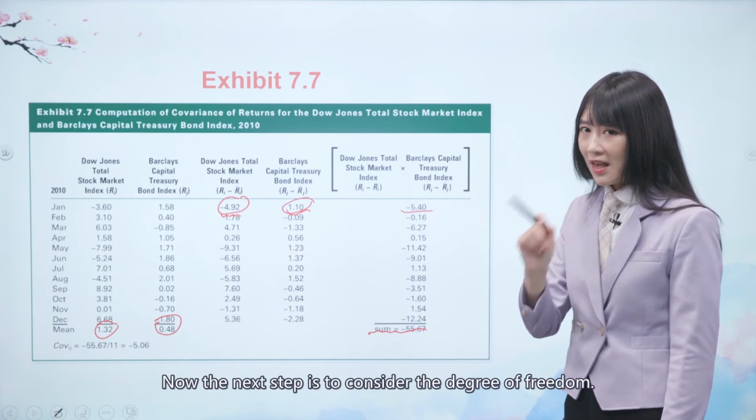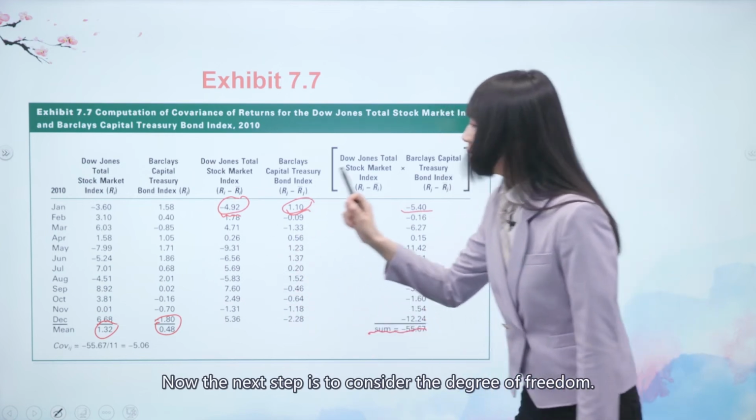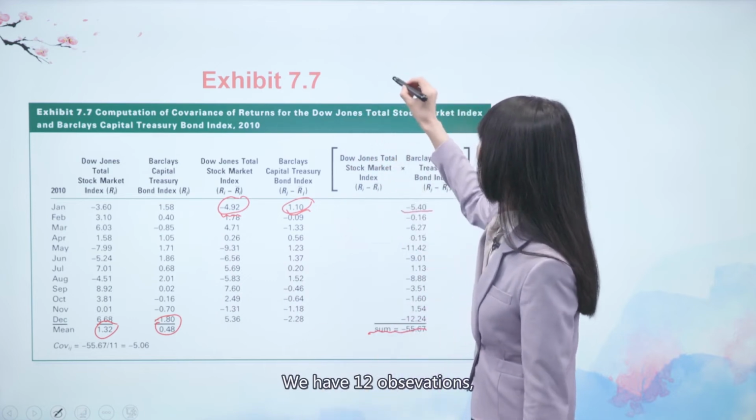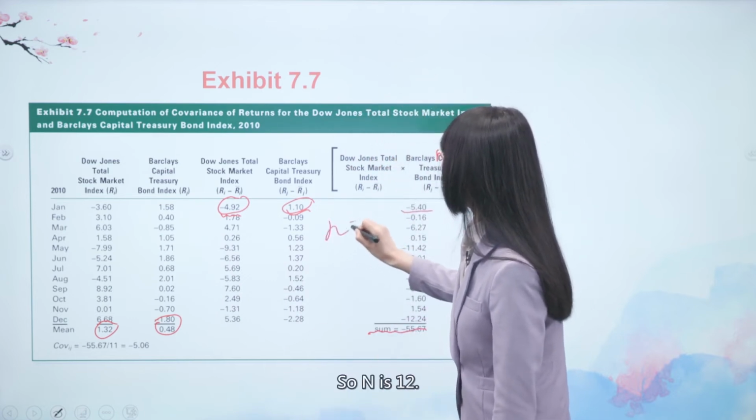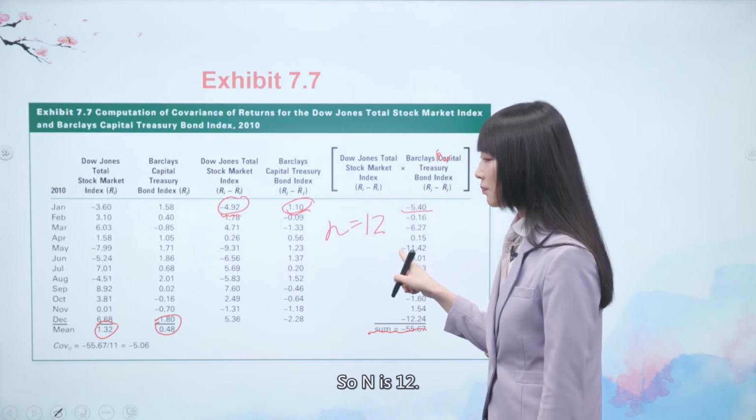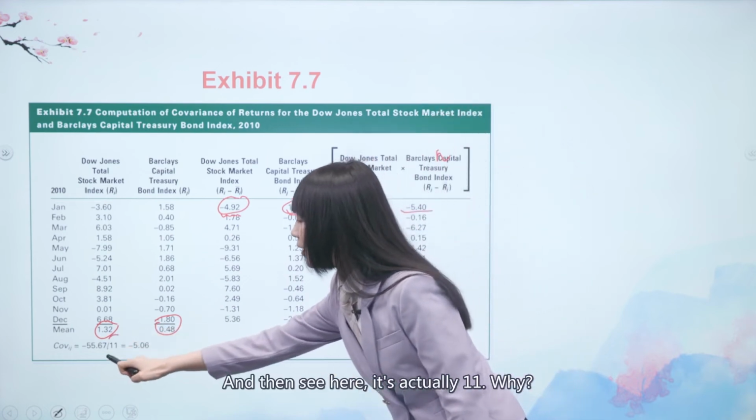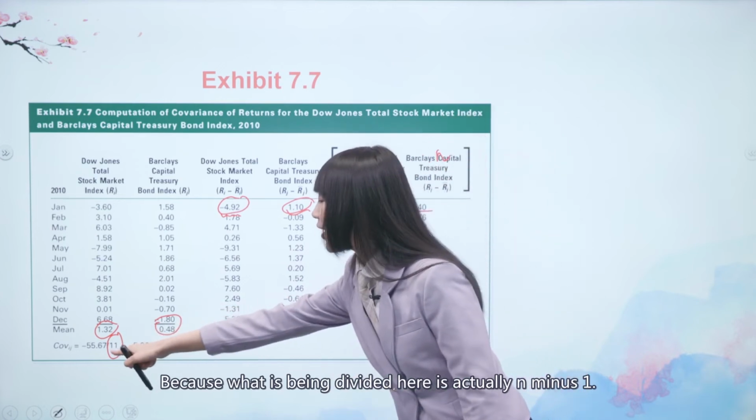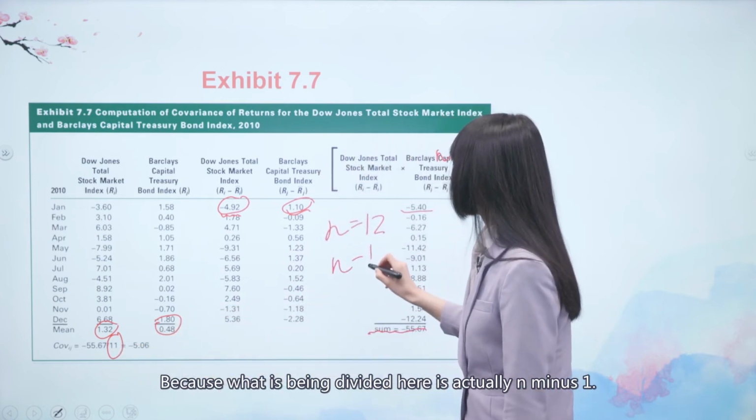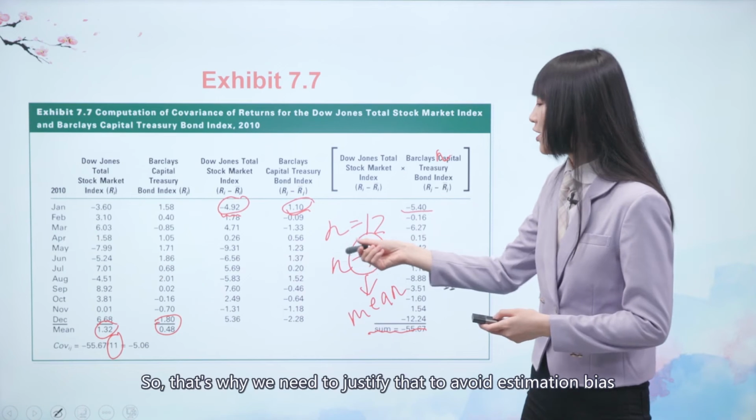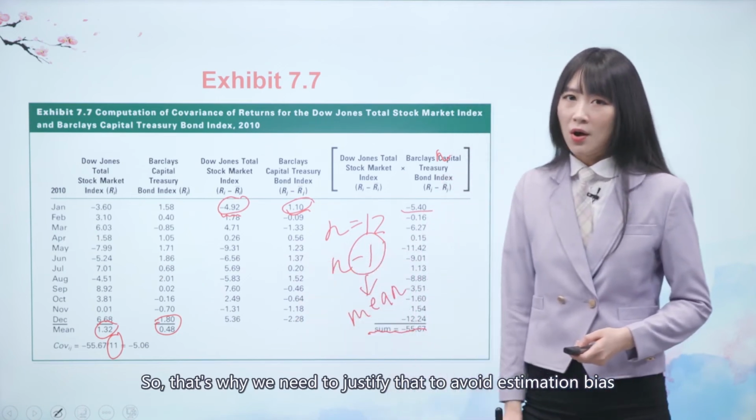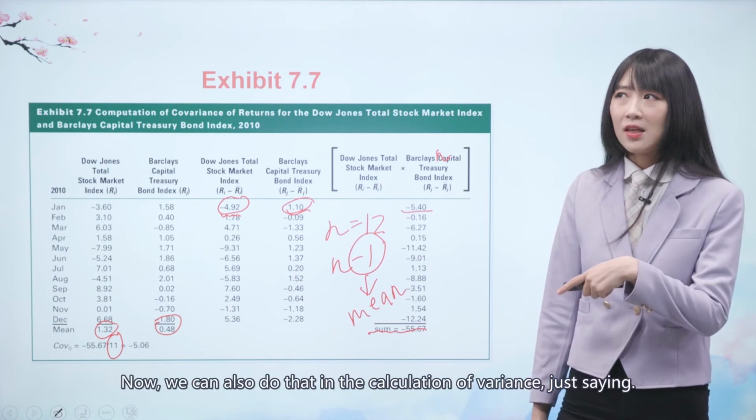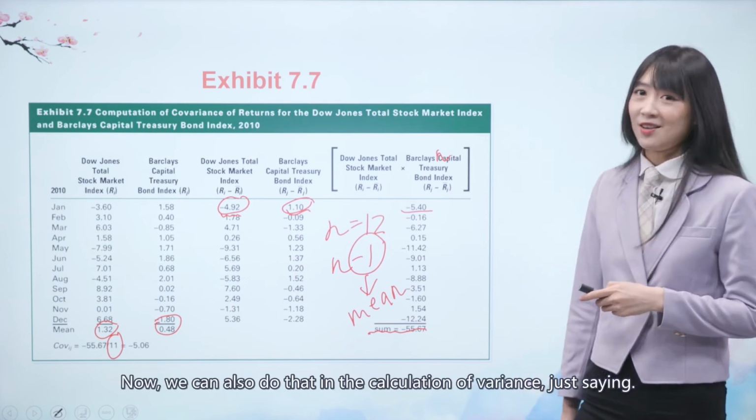Now, the next step is to consider the degree of freedom. We have 12 observations, so n is 12. And then see here it is actually 11. Why? Because what is being divided by here is actually n minus 1. That's why we need to adjust that, to avoid estimation bias in the calculation of covariance. We can also do that in the calculation of variance, just saying.